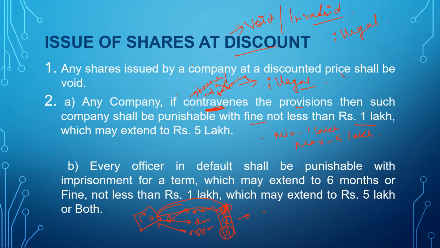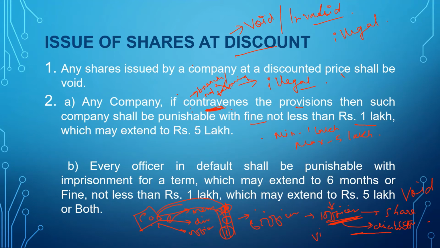So in such cases, in a company many persons are there. For example, there are 6 officers. Out of the 6 officers, one officer's responsibility is to take care of issuing shares. This officer issued shares at a discounted rate. As per law, issuing shares at a discounted rate is void, so we can say this officer violated the rules. For the violation, the punishment is there for only this officer.